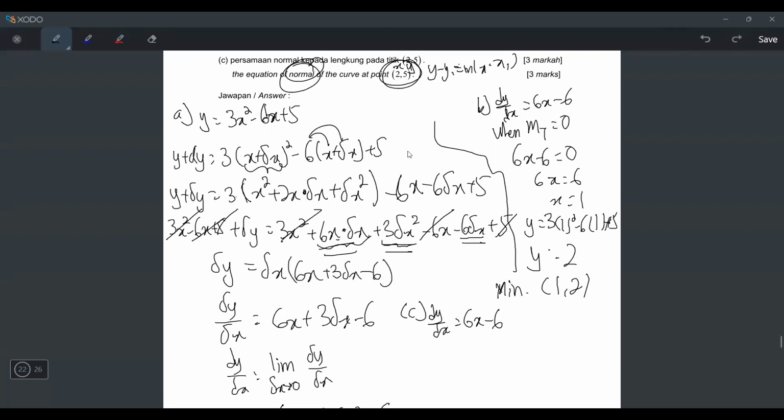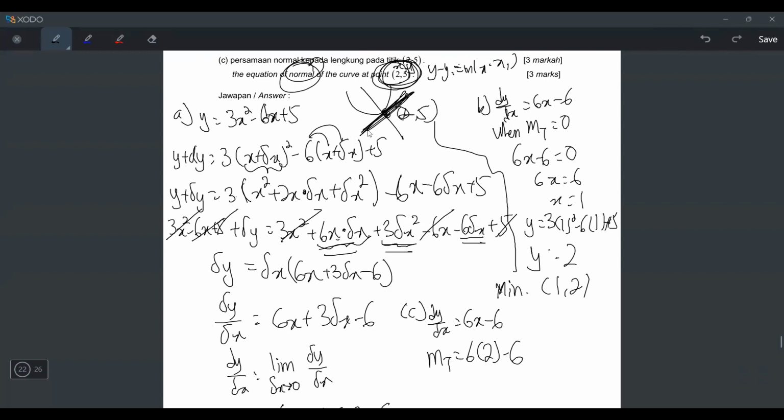But in order to get the MT, the gradient of tangent, I need to substitute the value of x at the tangent point, which is this, 2, 5. Because this is the curve. This is the tangent. And they say find the equation of normal at 2, 5. But do you know the tangent point and the normal point is the same point, right?